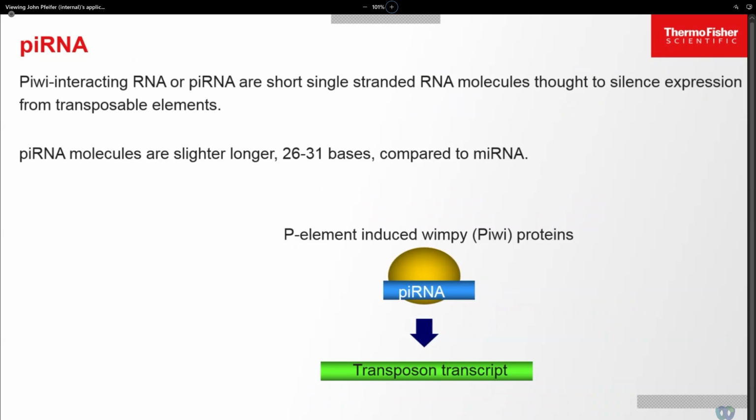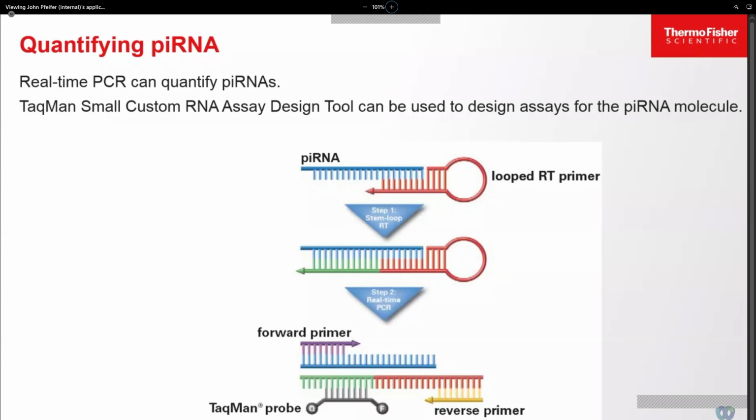Another type of small RNA is called the Piwi-interacting RNA or piRNA. Again, these are short single-strand RNA molecules. They're thought to silence expression from transposable elements. Now, piRNA are slightly longer than microRNAs, but that's fine. They would still qualify as small RNAs. So if one wanted to quantify piRNA, that again could be done with real-time PCR, and we recommend the TaqMan Small Custom RNA Assay Design Tool.